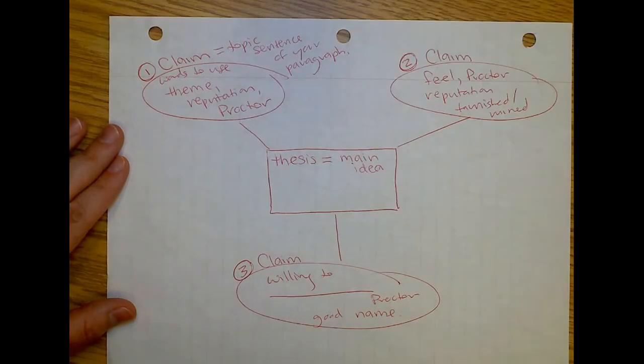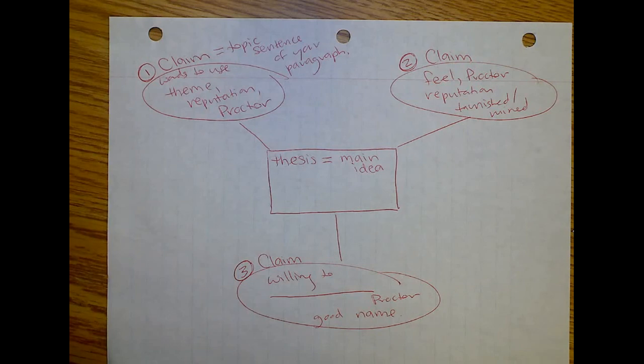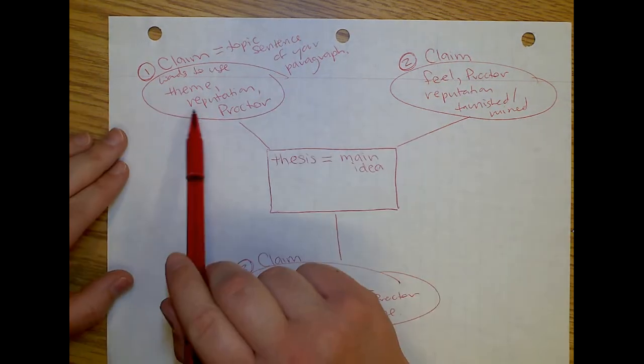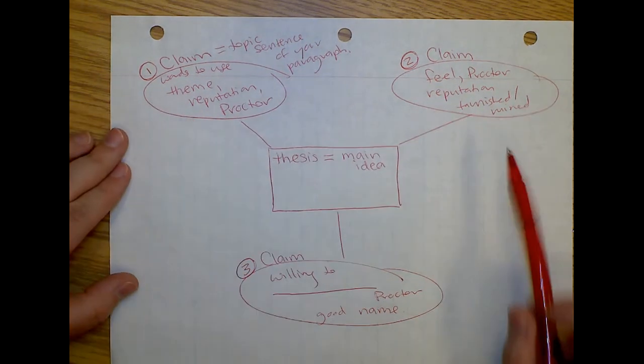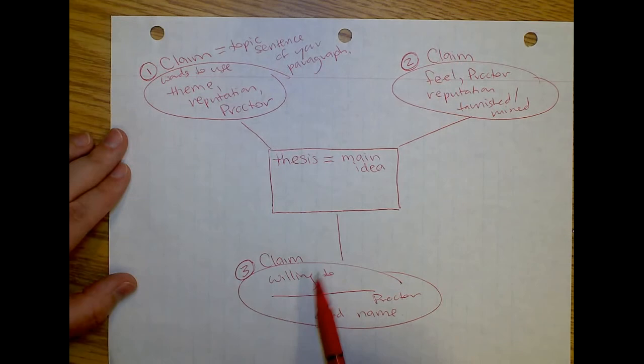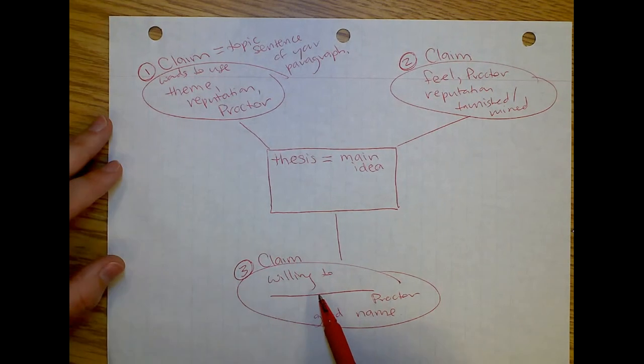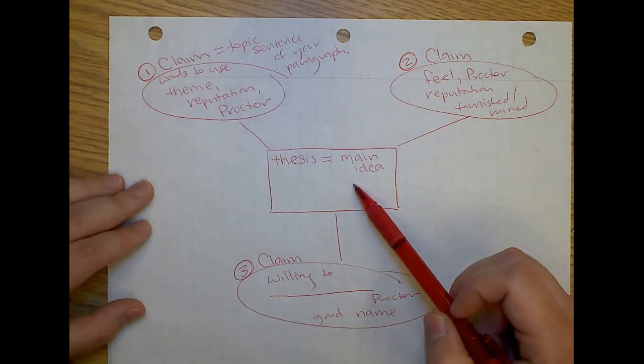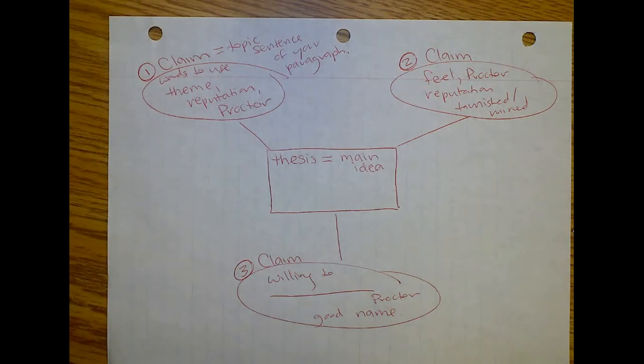Now, these claims are going to be the first sentence of each of your body paragraphs. So this is the first sentence of body paragraph 1, this is the first sentence of body paragraph 2, and body paragraph 3. Now, your thesis is the main idea of your whole paper. So it should be a more general statement that gives the main idea of the whole paper. So all of these claims fit underneath it.